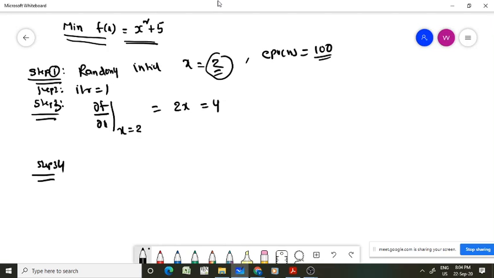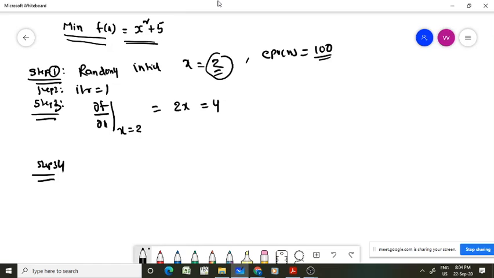Let us assume the number of epochs I want to run this gradient descent algorithm to find that point is equal to 100. Fine. So we are randomly initializing a value x equal to 2 and we are calculating the gradient at that point, that's equal to 4. In step 4 we are trying to identify how big a step that point will take toward the negative slope side. Why we are taking the negative or positive, next we will discuss.